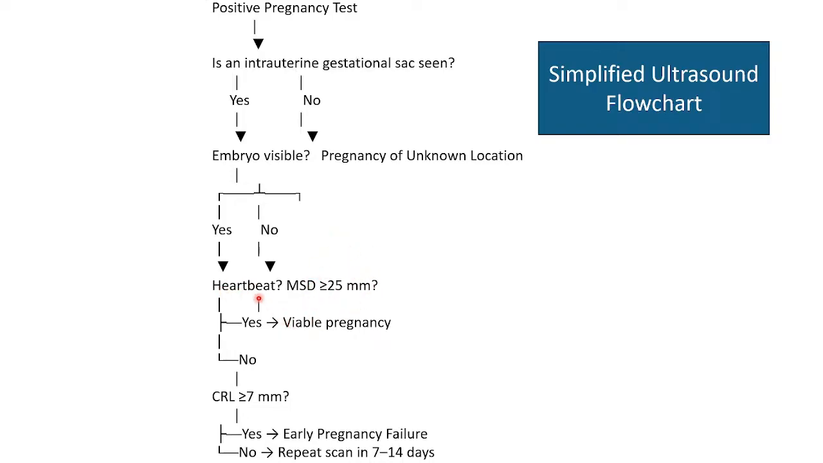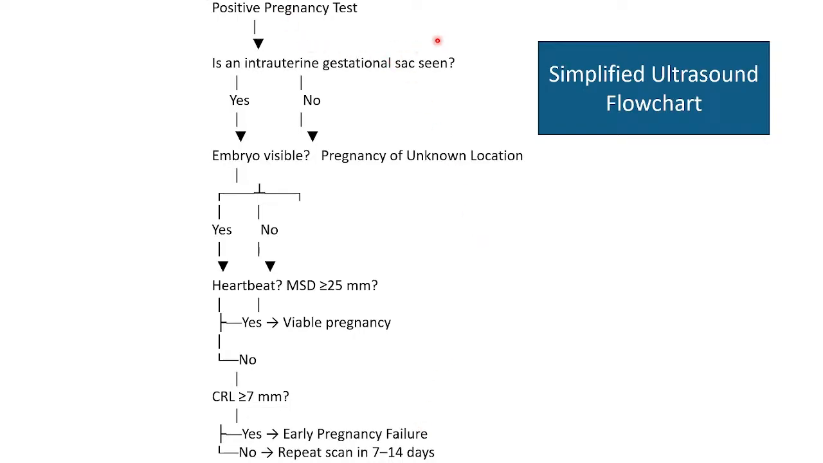So if the heartbeat is present, yes, that's a viable pregnancy, which is very normal. If there's no heartbeat, so what are we saying? The crown rump length is above or equal to 7 millimeters. That means it's a missed abortion. Yes, early pregnancy failure. No, repeat scan in 7 to 14 days. I repeat myself again. Look at this flowchart. Let us analyze it together.